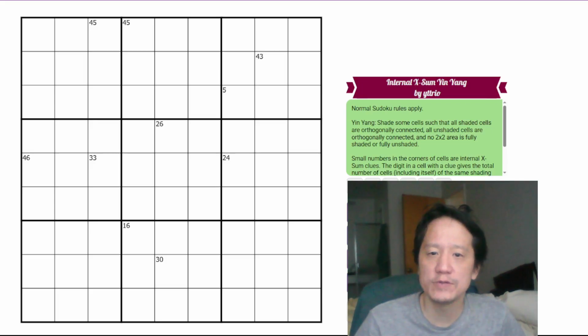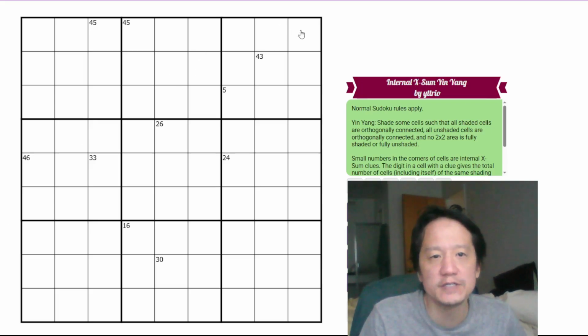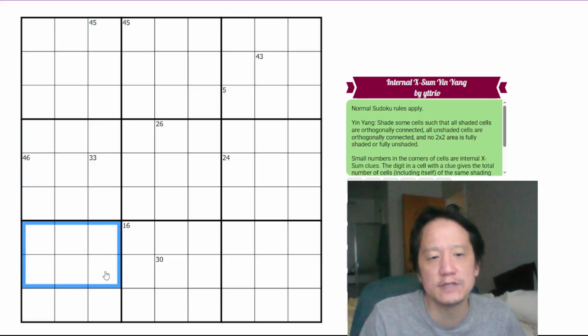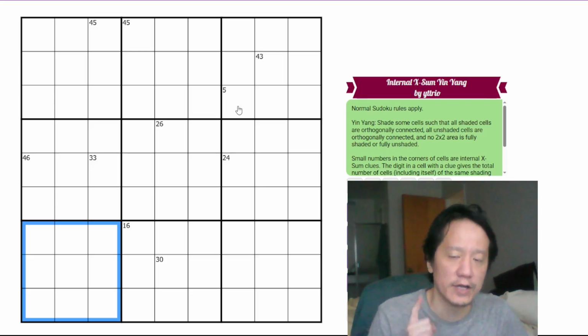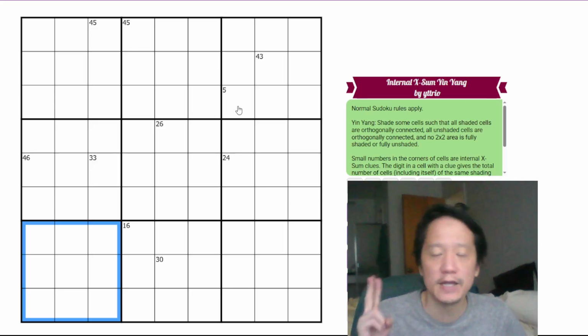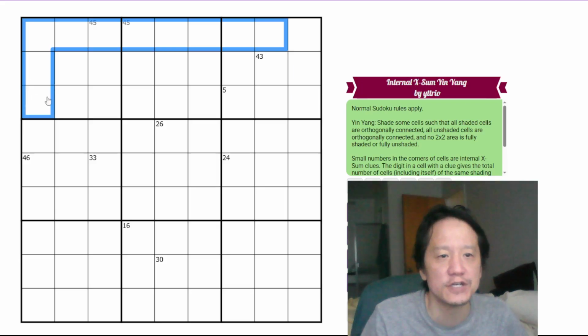We have normal Sudoku rules apply, which means place a single digit in every cell from the digits 1 through 9 such that there are no repeats in any row, column, or designated 9-cell region. We also have yin yang, where we need to shade some cells such that all shaded cells are orthogonally connected and all unshaded cells are orthogonally connected, and no 2x2 area is fully shaded or fully unshaded.